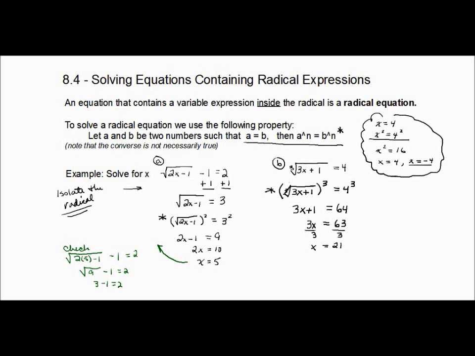So if we check, we go to the original equation only. You always want to go to that original equation. So we would take the cube root of the quantity 3 times 21 plus 1 and see if that equals 4. Well, of course, 3 times 21 is 63, plus 1 is 64. So lo and behold, the cube root of 64 is equal to 4. And so both sides are equal to each other, and we're done.